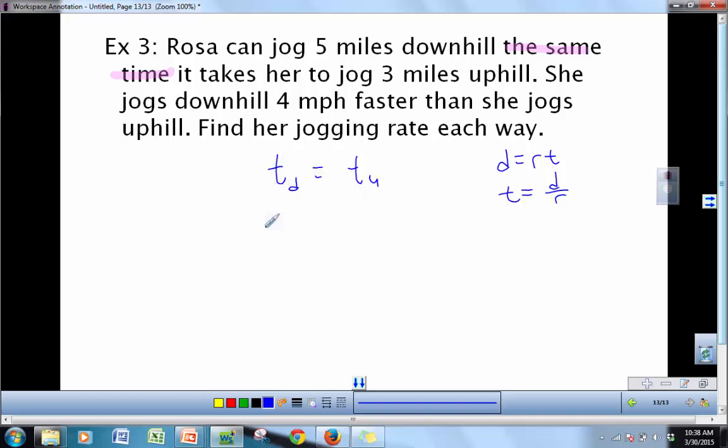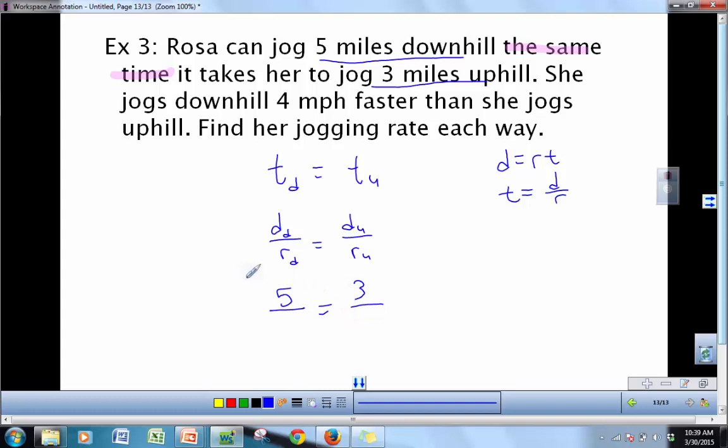So since t is the same thing as d over r, we can say her downhill distance over her downhill rate is equal to her uphill distance over her uphill rate. And I'm using the same subscript. We just know that d over r is the same thing as t. So now let's see if we can start filling in some of these variables from the problem. Well, Rosa can jog 5 miles downhill. Well, that's her downhill distance. 3 miles uphill. That's her uphill distance.